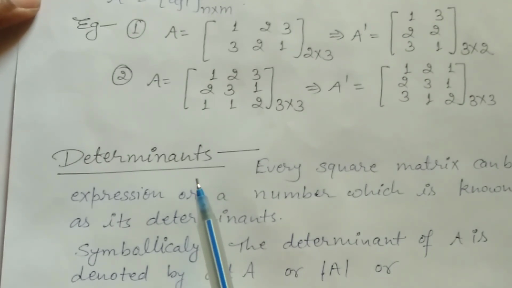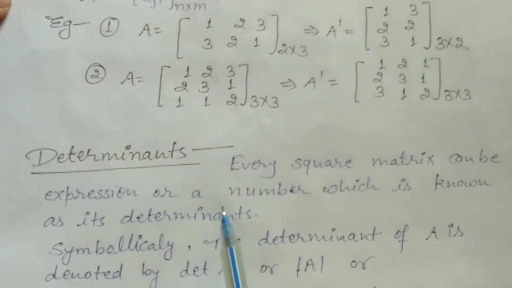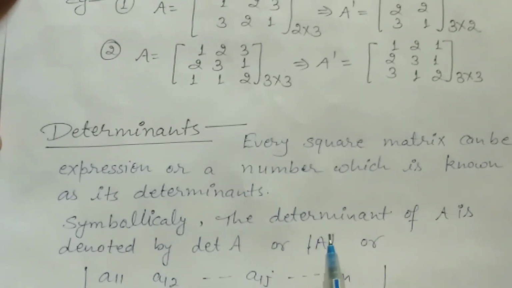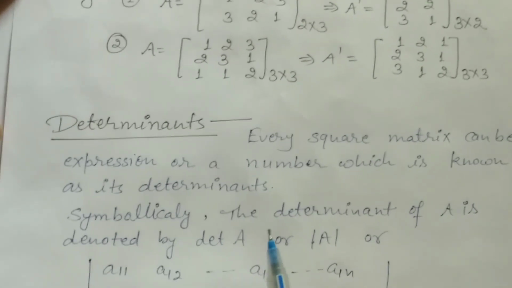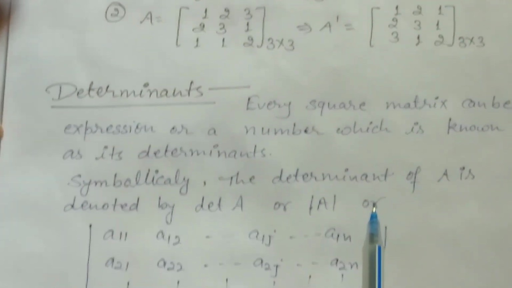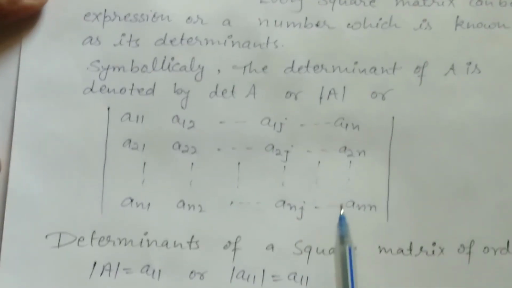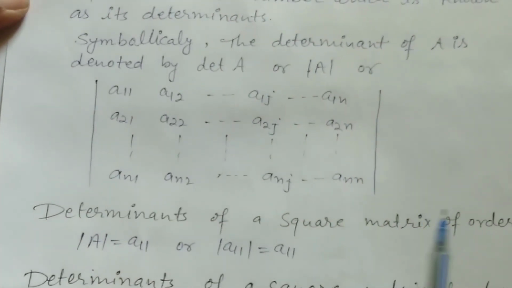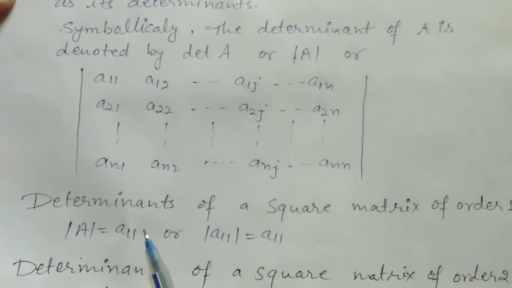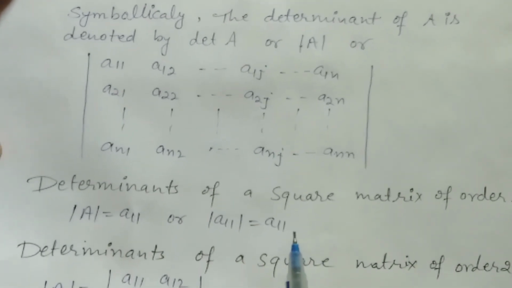Discuss what is the determinant. Every square matrix can be expressed as a number which is known as its determinant. Symbolically, the determinant of A is denoted by det of A or by parallel lines, this symbol, or this symbol also. Determinant of a square matrix of order 1: determinant of A equals a11, that is, the determinant equals a11.